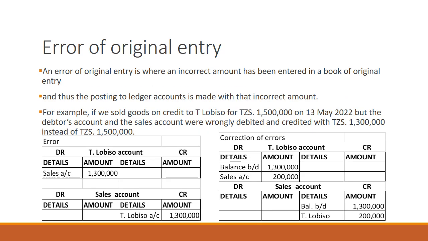In this error, in Tobiso account we made a debit with 1,300,000, and in the sales account we made the same 1,300,000. To correct such an error, we have to make a correction with the difference. Tobiso account has been debited with 1,300,000, but the required amount was 1,500,000. So the missing figure is only 200,000. So we are going to debit Tobiso account with 200,000 and credit sales account with 200,000.